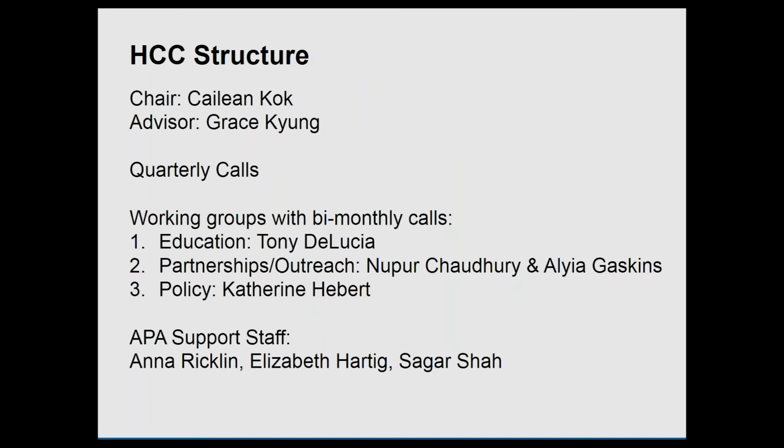The structure of the HCC is one where we have a chair and an advisor. Grace Kwong is our advisor, and she is based out of St. Louis, and she was a part of Plan for Health as well. We have quarterly calls where we report back on the progress we've made throughout the past quarter. And so the progress that we're really reporting back on has to do with the working groups. We have 3 working groups. There's an education working group, a working group focused on partnerships and outreach, and a working group focused on policy.